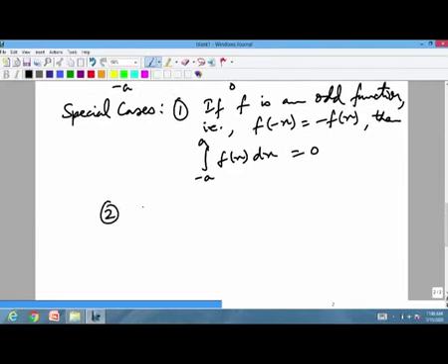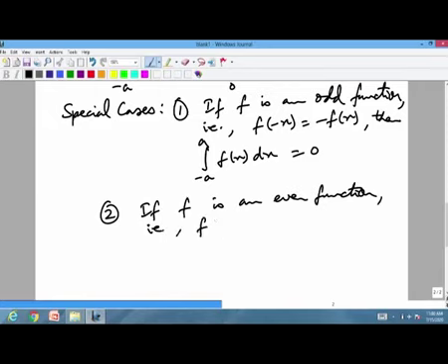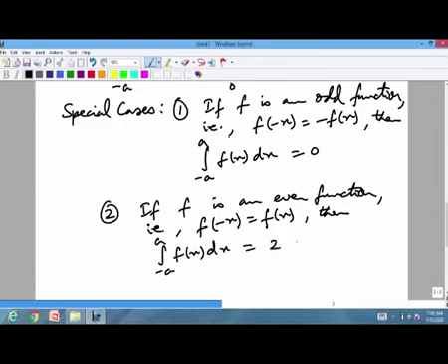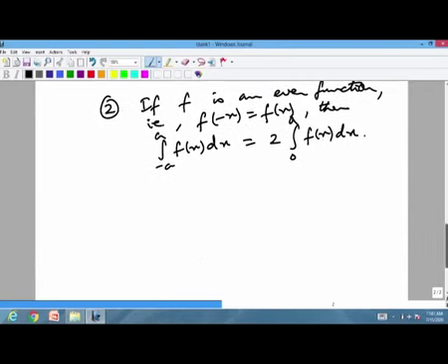And the second one is, if f is an even function, that is f(minus x) is equal to f(x) for all x, then the integral from minus a to a of f(x) dx is the same as 2 times the integral from 0 to a of f(x) dx. Now let us do the solution to the problem.